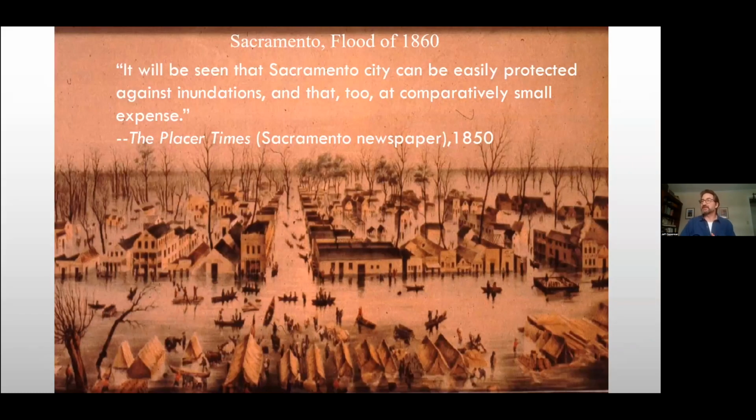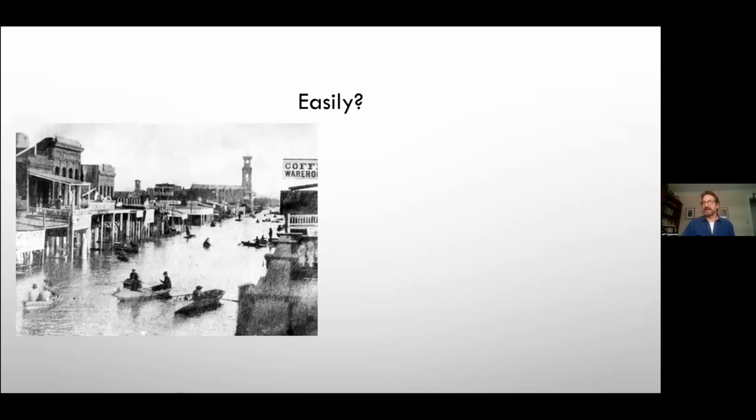So my example for this is the city of Sacramento in California. If you know California history, there was a gold rush in 1848, a massive growth in population. I think California became a state in 1850, and immediately the capital, Sacramento, got hit by a huge flood. So the newspaper at the time said, it will be seen that Sacramento City can be easily protected against inundations and, at comparatively small expense. So that was a very breezy, light and breezy headline, but easily?